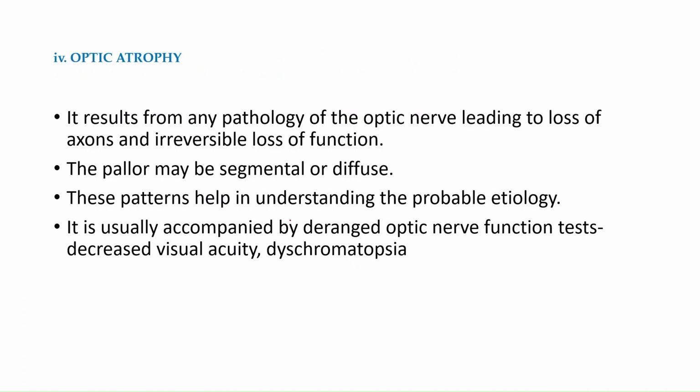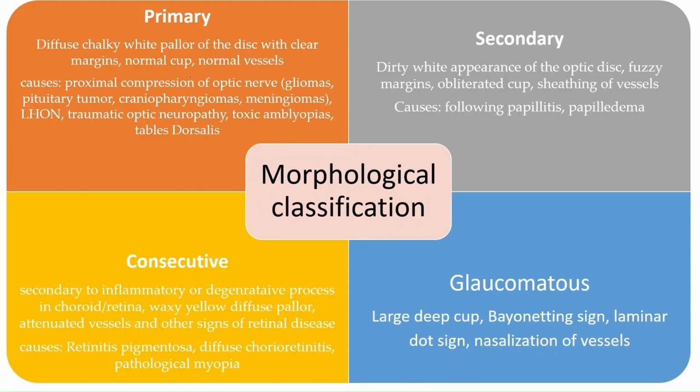Now let's deal with the last topic for the day, optic atrophy. It is the end result of any optic neuropathy, characterized by loss of axons and loss of blood supply to the optic nerve head. The pallor can range from subtle pallor to chalky white pallor. It can affect the whole disc or be segmental, and these patterns help us understand the probable underlying etiology. It is usually accompanied by deranged optic nerve function tests like decreased visual acuity and disc chromatopsia.